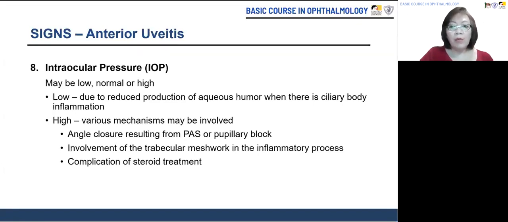Intraocular pressure or IOP in uveitis patients may be low, normal, or high. Low IOP may occur due to reduced production of aqueous humor by the ciliary body. High IOP during acute inflammation is commonly seen in herpetic uveitis, Fuchs heterochromic iridocyclitis, and Posner-Schlossman syndrome, but may also occur in almost any form of uveitis over time. Note here that it can also occur as a result of complication of steroid treatment, which is the mainstay of treatment for uveitis patients.